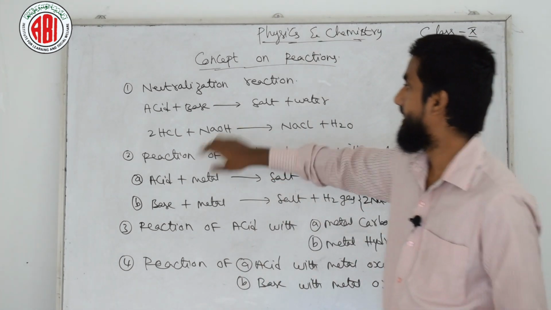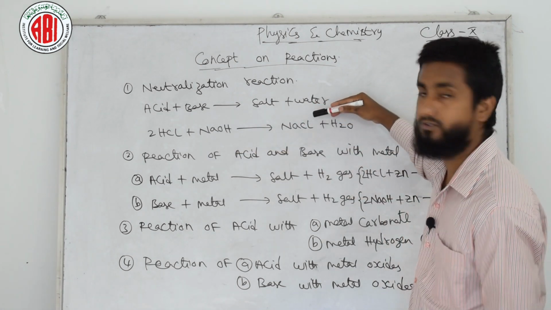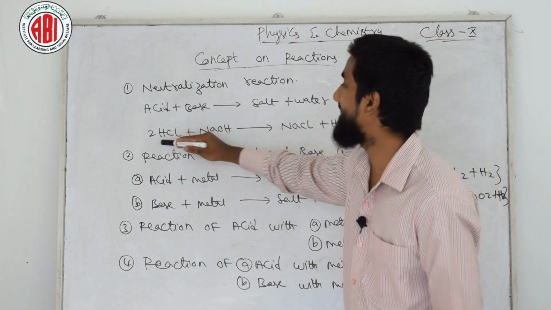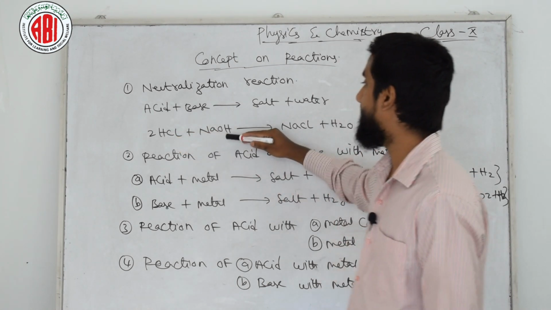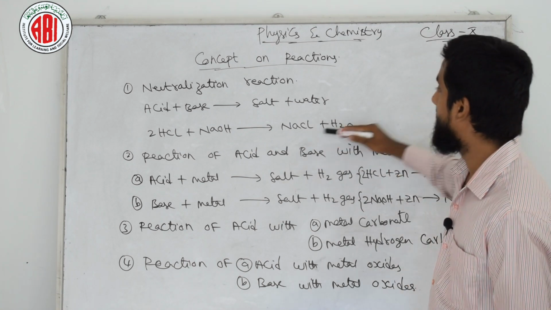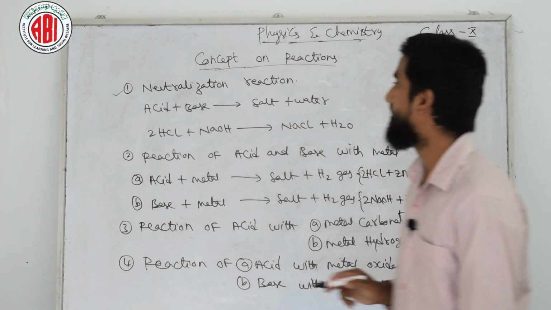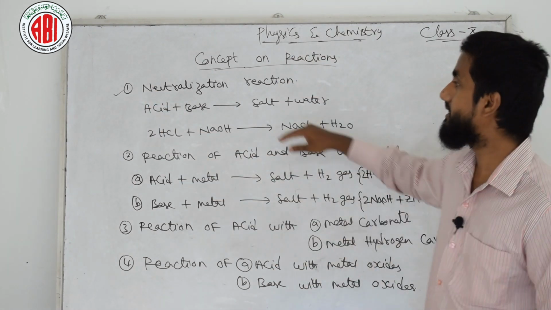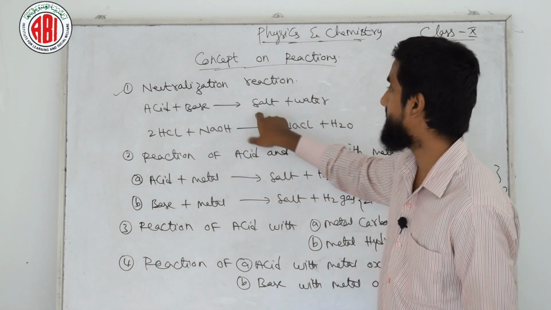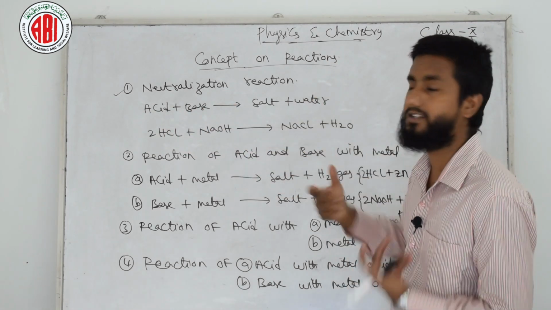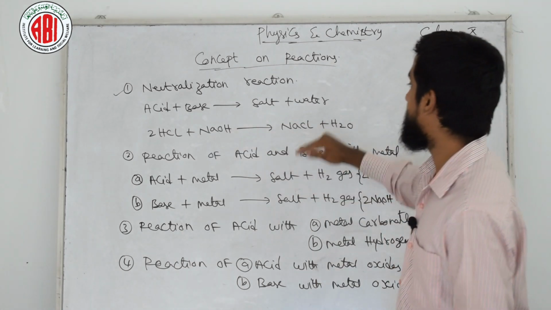Acid plus base gives rise to salt plus water. Here, 2HCl, that is 2 molecules of HCl, plus NaOH gives rise to NaCl and H2O. This is our neutralization reaction with example. You can write the definition with the help of the equation itself: if acid reacts with base, it gives the corresponding salt and water. It's called a neutralization reaction. The example is 2HCl plus NaOH gives rise to NaCl plus H2O.